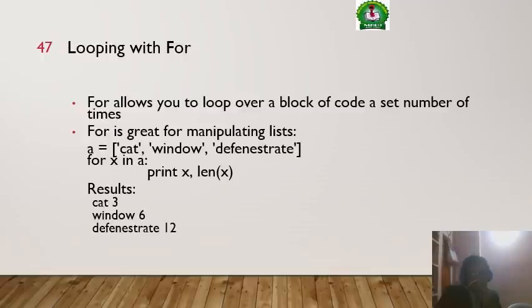So looping, which allows a block or set of statements to be repeated a specific number of times, is called what? Loops. A is equal to this array list, for x in a, print x, length and result. It will print cat length is 3, windows length is 6, and demonstrate length is 12.